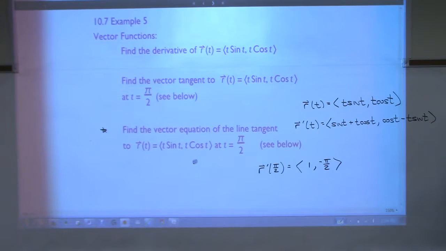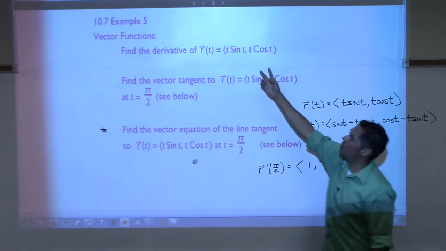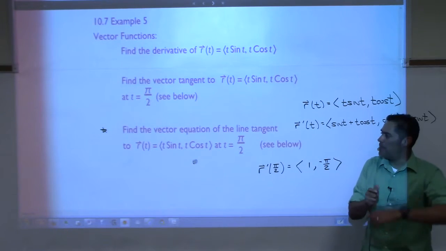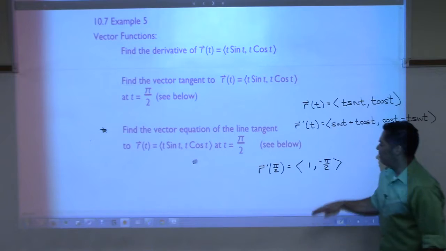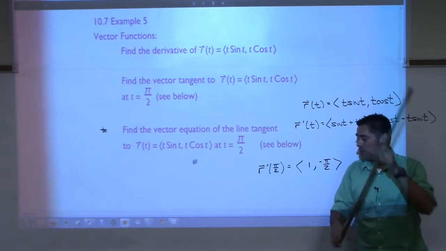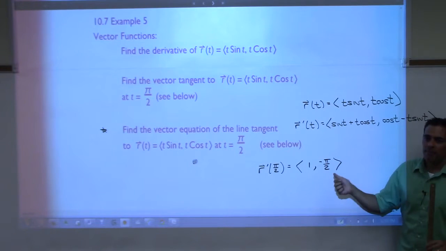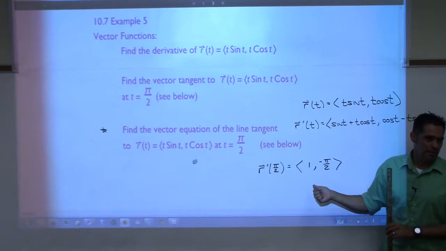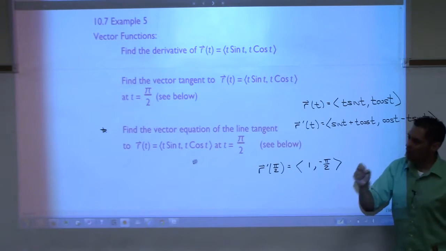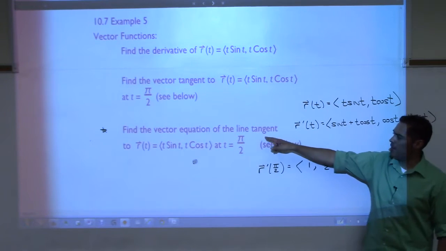So we have to understand what we've actually figured out here. There's a curve, right? This is a curve in two-dimensional space. If we stop time at pi over 2, then this is the vector that would represent the direction of the tangent line. But this is in no way the vector equation of the tangent line. To find the vector equation of the tangent line, we actually need a point on that tangent line. We have its direction, don't we? So how are we going to get a point?